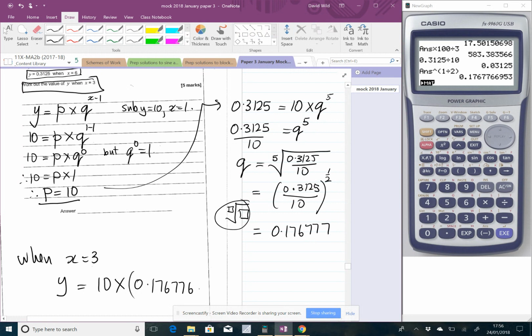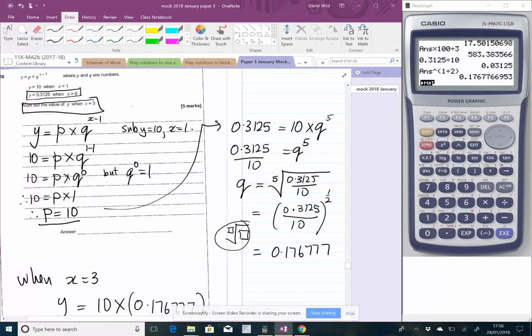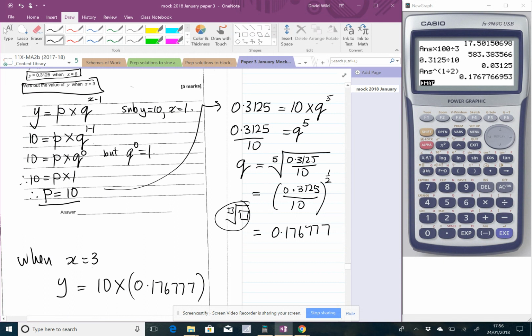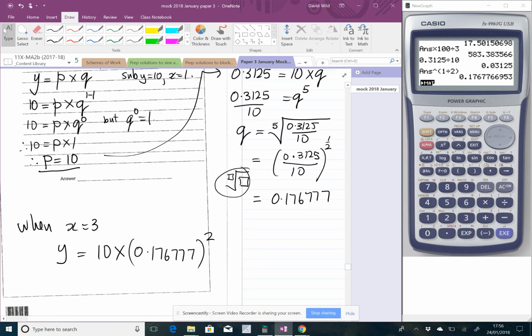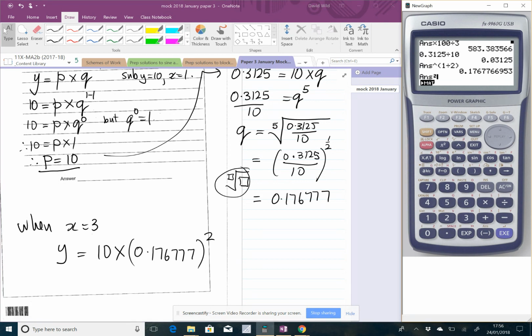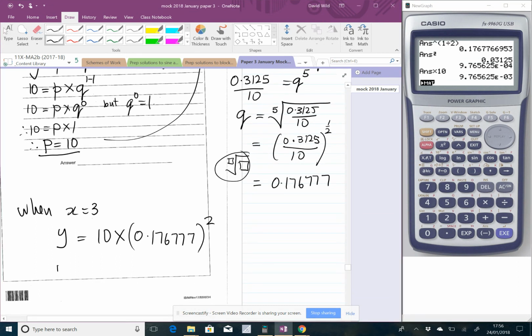0.176776, etc. I put 7 there, and I rounded it. Raised to the power of x minus 1. Well, x is 3 in this case, so 3 minus 1 is 2. So I need to square my current answer, and then I'm going to multiply that by 10. So I get y equals 9.7656 times 10 to the minus 3. Okay, that's what the calculator gives.